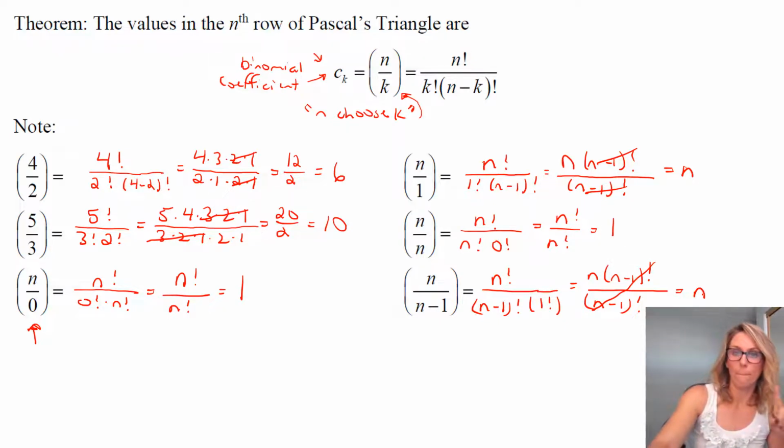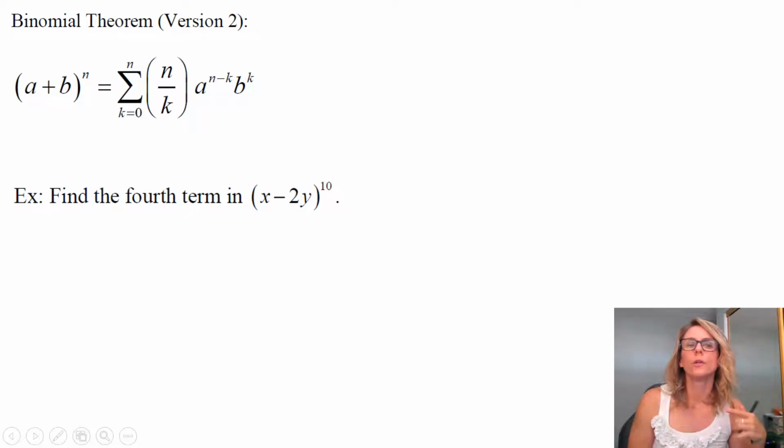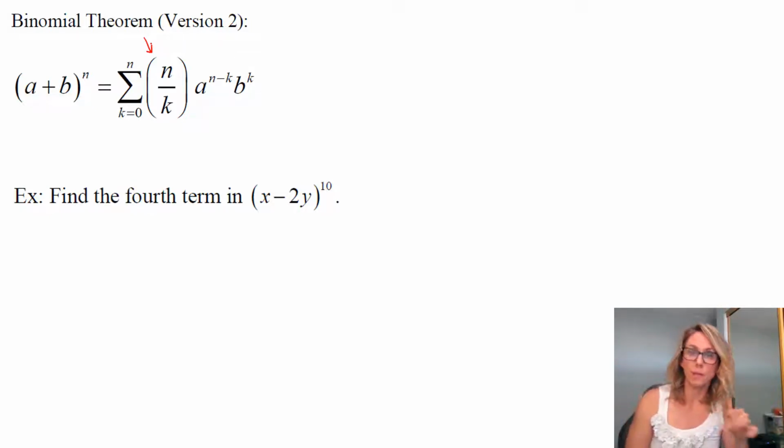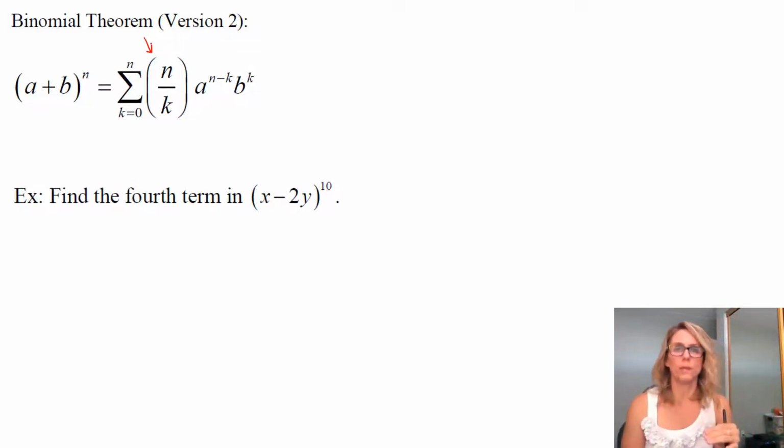Okay, so we're almost there. So here is our second version of the binomial theorem, but all I want you to see is that the only difference is that instead of having c sub k, we have n choose k. So this is just another way to think about the coefficients that go in front of each term. However, other than that, what we have here is very much the same as version 1.